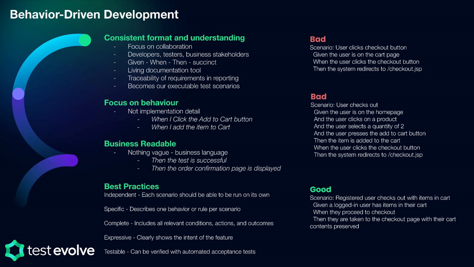It makes a lot of sense, but for a business user, why does it matter that it's that URL? The second bad example we've got is something I've seen quite a lot in organizations that tried to implement behavior-driven development. They'll turn it into a list of manual test steps. So the scenario being user checks out, then they'll say, given the user is on the home page and the user clicks on a product, and the user selects a quantity of 2, and the user presses the add to cart button.